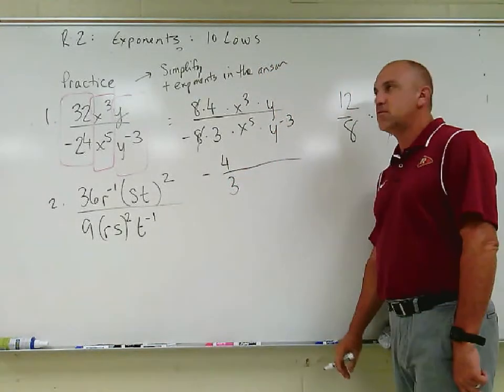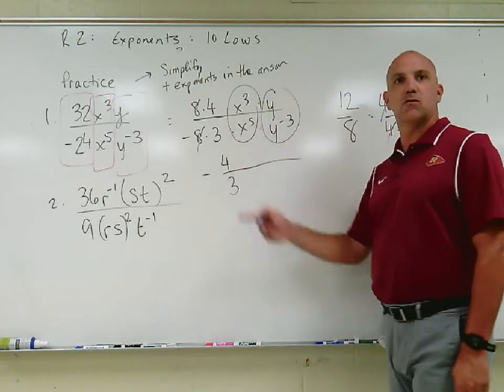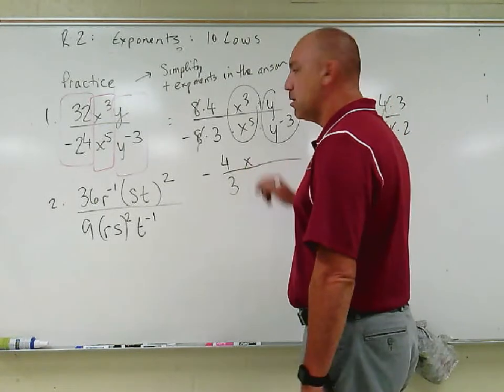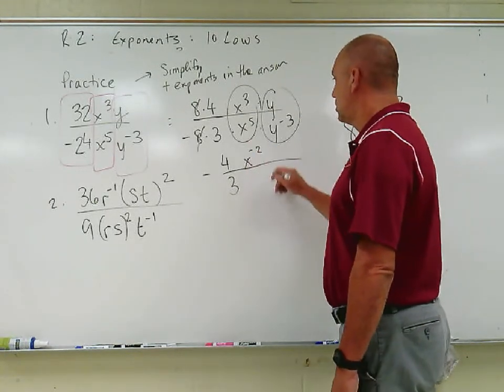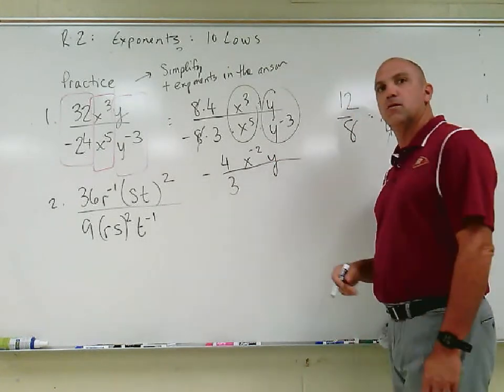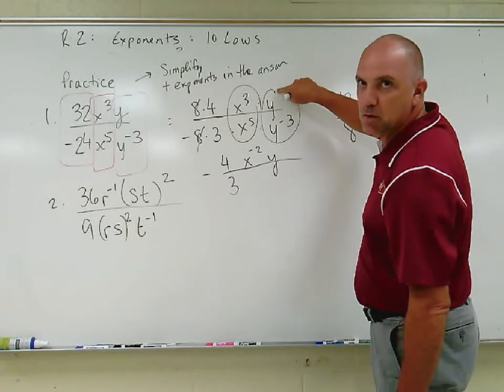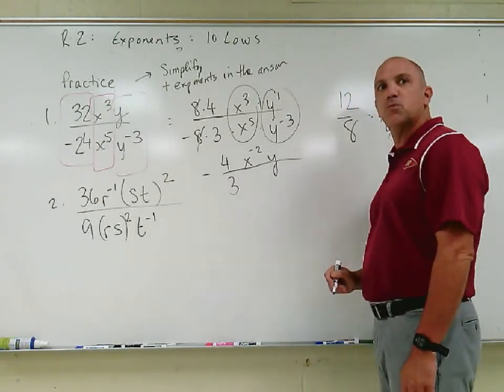Okay. Then now I've got to use my division rule. What does it say I do if the base is the same? So that would be x to the what? Negative 2. Y to the what? If there's not an exponent, what's the exponent on y? What's understood? 1. So what would the exponent for y be?